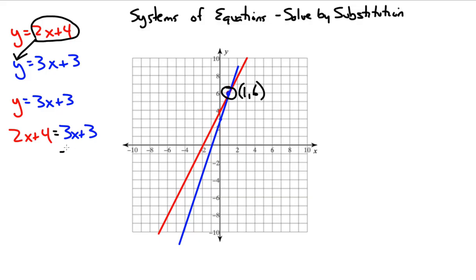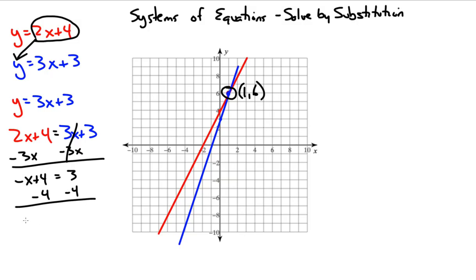If I subtract 3x from both sides, those 3x's cancel. I'm left with negative x plus 4 equals 3. If I subtract 4 from both sides, I end up with negative x equals negative 1. And if I multiply both sides by negative 1 to switch the signs, a negative times a negative is a positive, so x equals 1. So I've got x equals 1. That's what we said right here. There's my x equals 1.